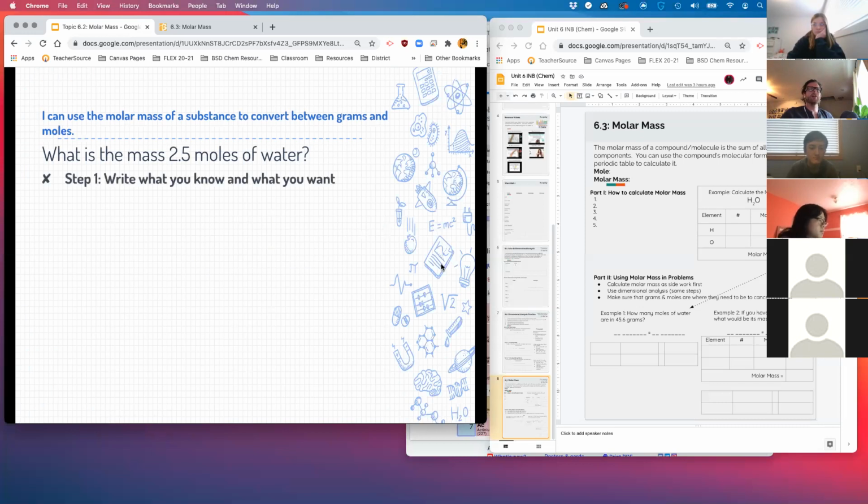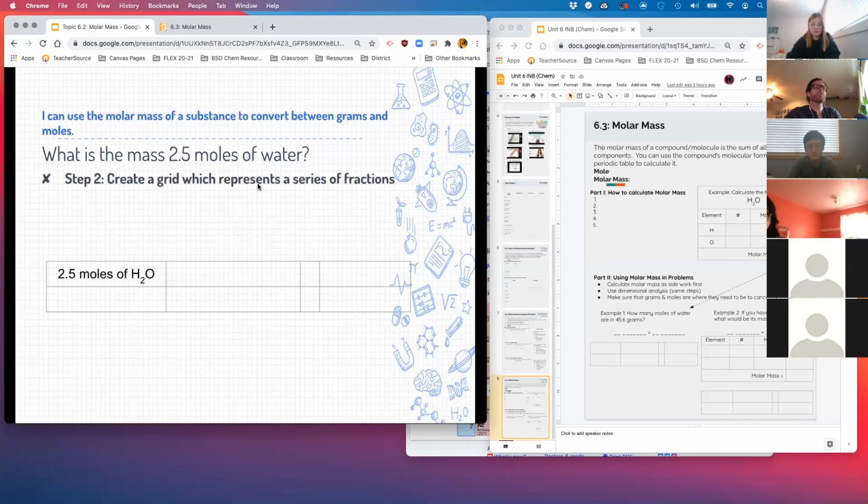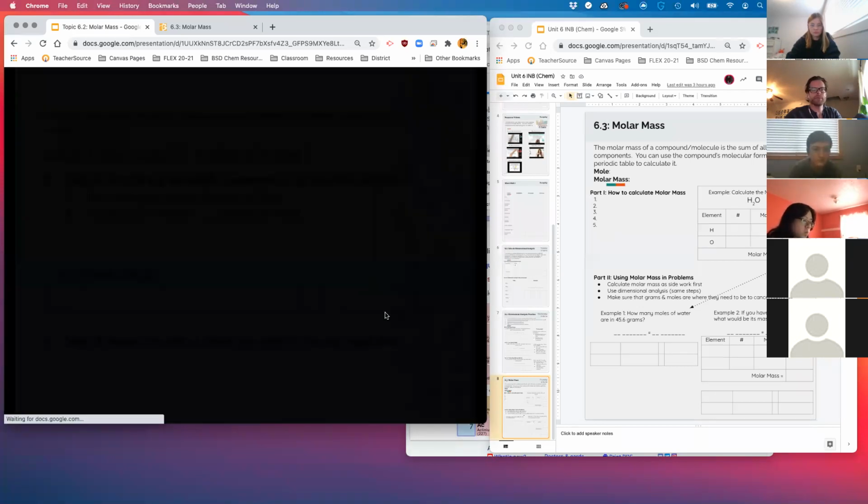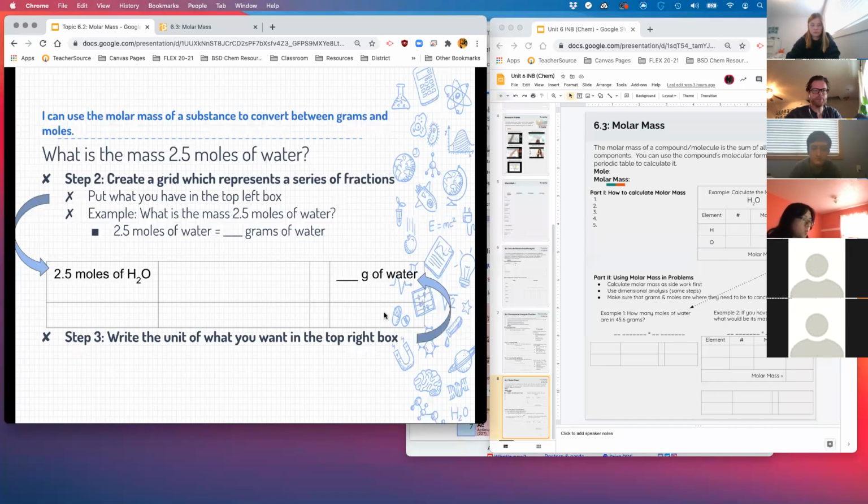So I have here, what is the mass of 2.5 moles of water? Okay, what is the mass of 2.5 moles of water? Well, we're going to be doing the same basic dimensional analysis that we've been doing this whole time. All right, write down what you have and what you want. 2.5 moles of water equal blank grams of water. Okay, cool. Bam, did it. Step 2, create the grid, put what I have right here and what I want over here. Bam, did it. We're all on the same page, right?